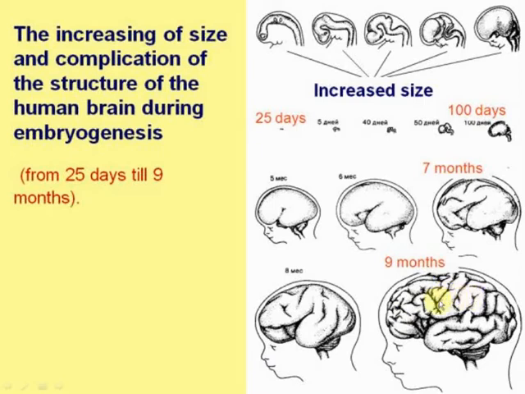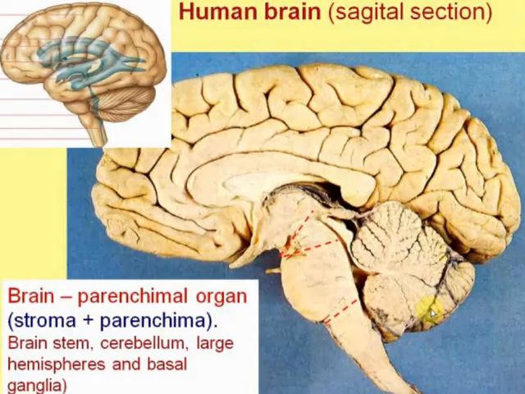significantly, and there are all gyri available to the moment of delivery in newborns. This is a human brain of adult at sagittal section. Ventricles and canals of the brain stained in blue.